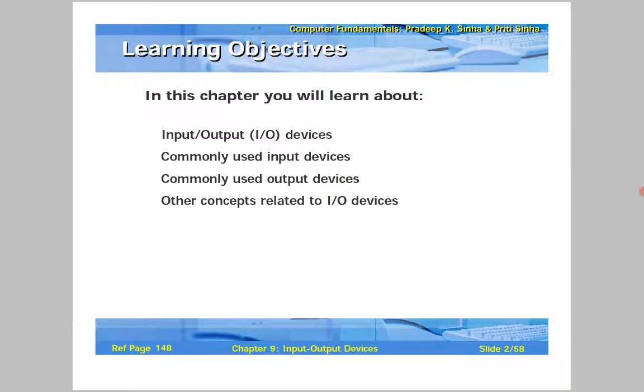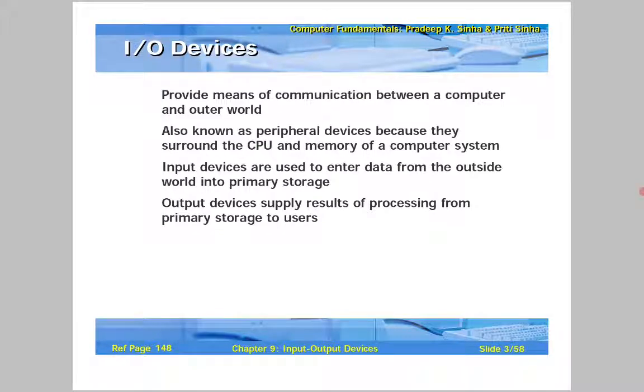IO means input output devices. So, what are IO devices? They provide a means of communication between a computer and the outer world. They are also known as peripheral devices, because they surround the CPU and memory of a computer. Input devices are used to enter data from the outside world into the primary storage. Output devices supply results of processing from primary storage to users.